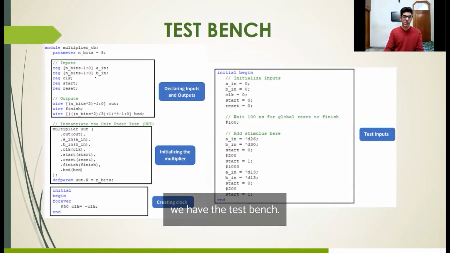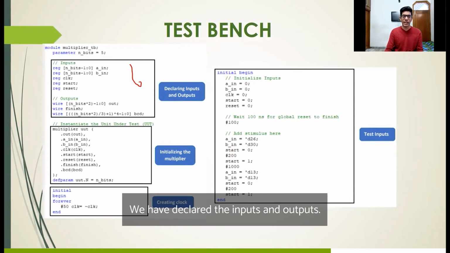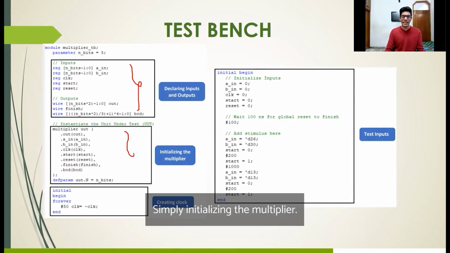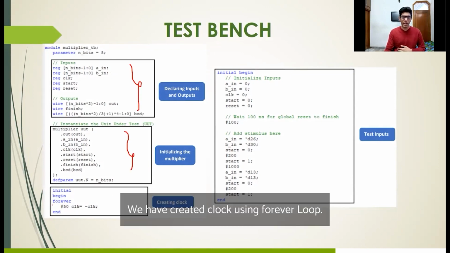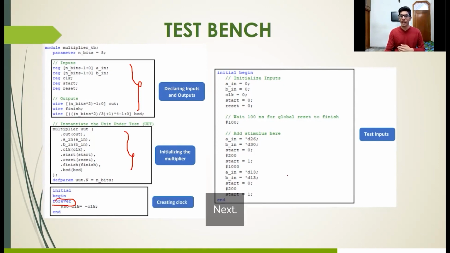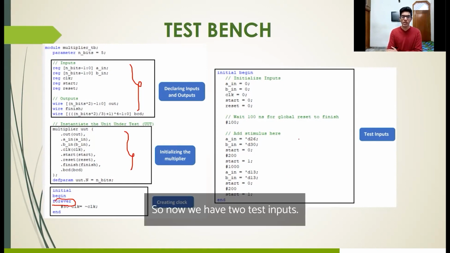Next, we have the test bench. What we are doing here is we have declared the inputs and outputs, simply initializing the multiplier. Here we have created the clock using a forever loop. Next, we have the test inputs. So now we have two test inputs.